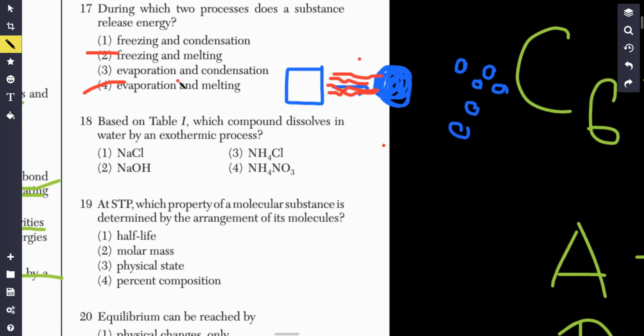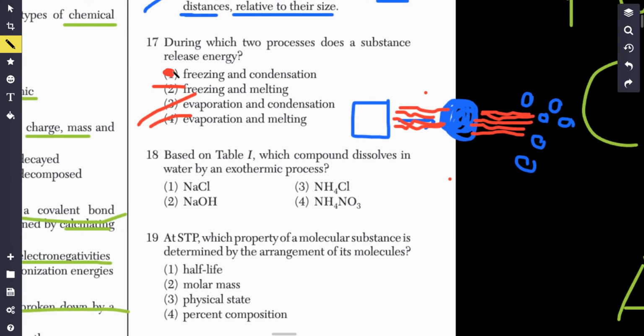Let's see evaporation. In order for water to turn into gas, it has to evaporate, so it has to absorb heat. And in order for water to evaporate, it has to absorb heat. So it can't be C because evaporation absorbs energy. So it has to be 1, freezing and condensation.